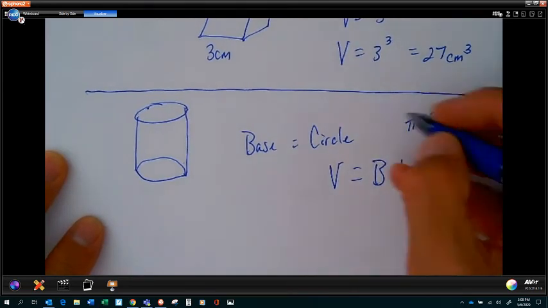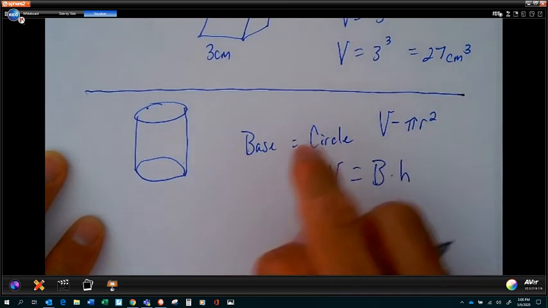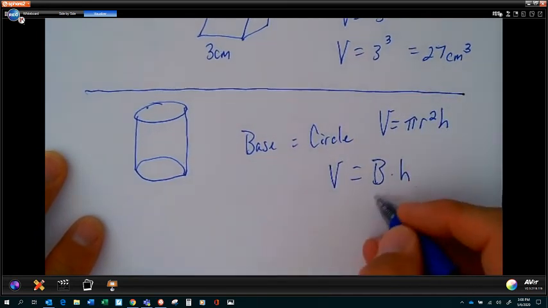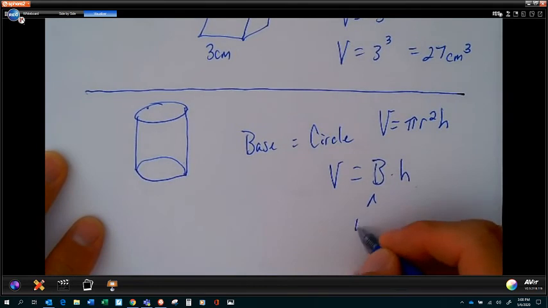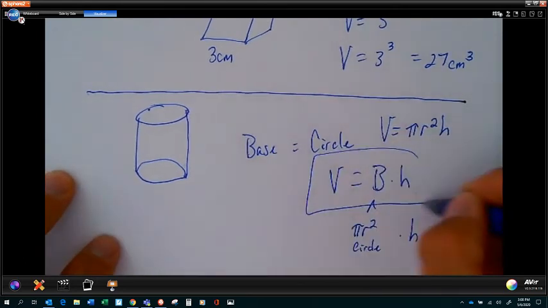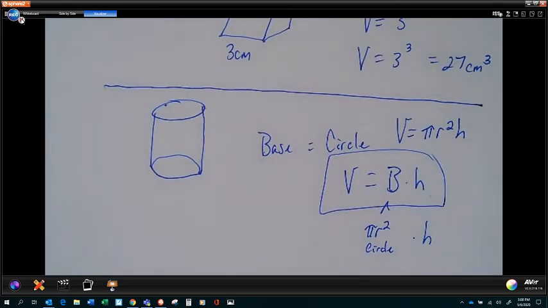So technically, you could say your volume is going to be pi r squared h, or you just look at your big base, which is going to be pi r squared because it's a circle, and then you just multiply it by your height. If you memorize this one, big base, whatever the base is, and just multiply it by the height, it's going to help you out with several different formulas, at least figuring them out.